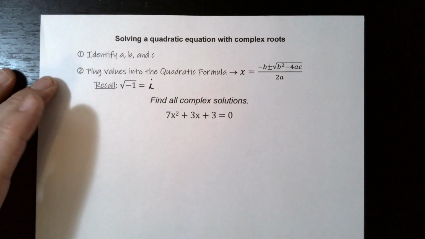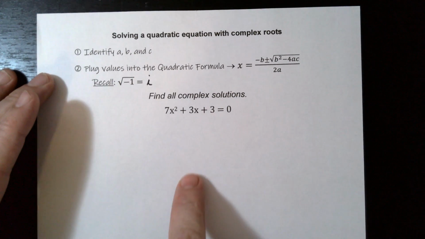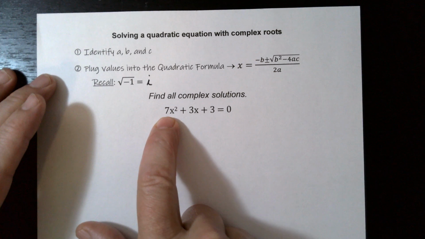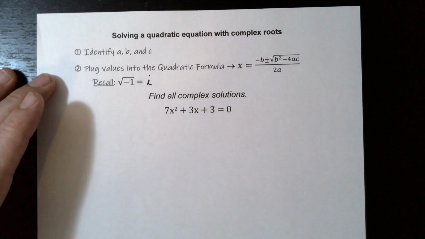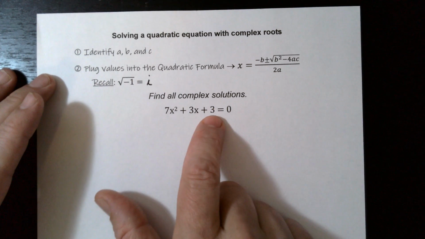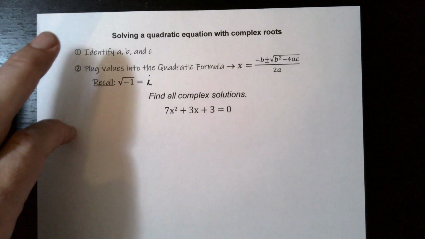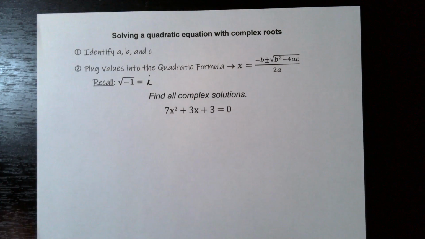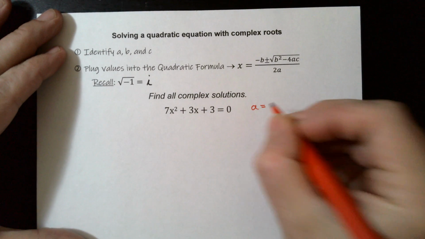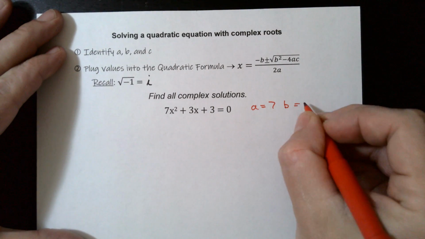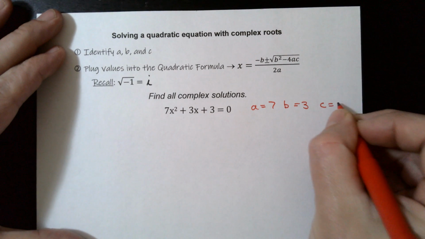Okay, so the a, b, and c in this problem in standard form: the a is the number in front of x squared, the b is the number in front of x, and the c is the number that doesn't have a variable in it. Okay, so we will write that down. a is equal to 7, b is 3, and c is 3.